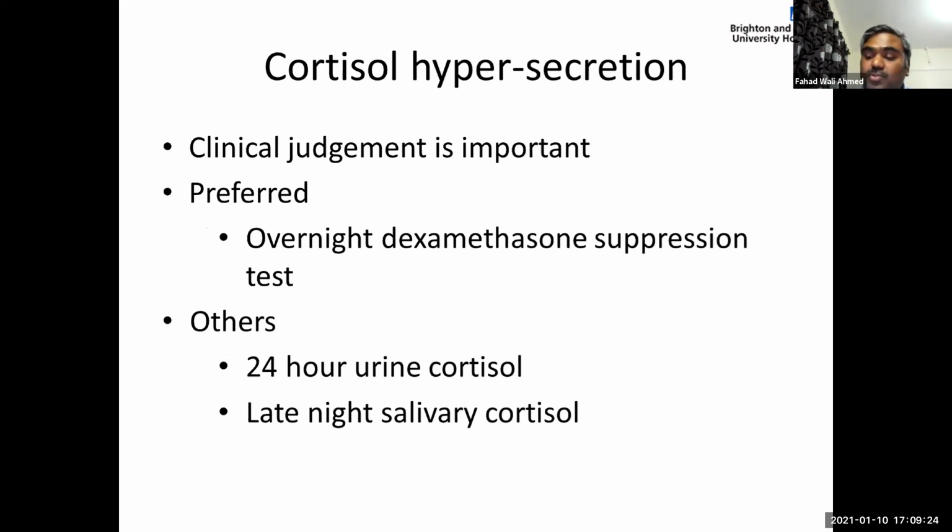Then we need to use some preferred dynamic tests to exclude cortisol excess. My preferred option is the overnight dexamethasone suppression test, which is a 1 milligram test. The 1 milligram of dexamethasone is taken at 11 p.m. at night, and a blood test for cortisol is done at 9 a.m. in the morning. It is a preferred test in the guidelines as well. We can use other tests like 24-hour urine cortisol or late night salivary cortisol.